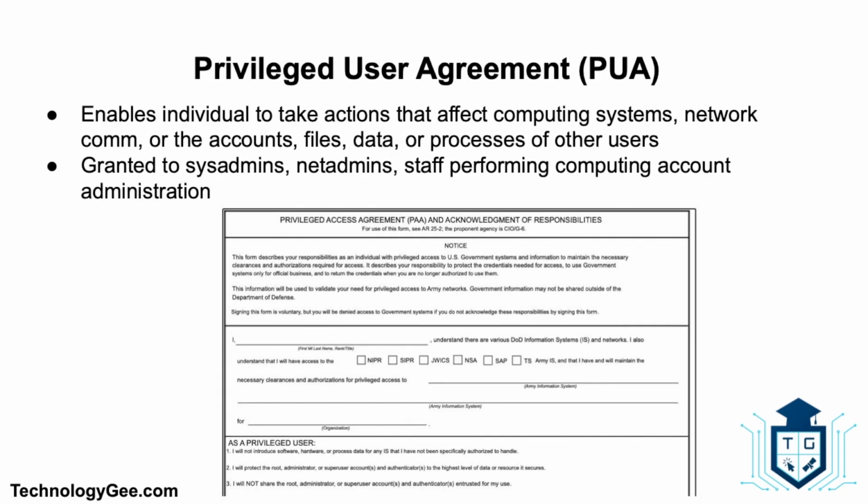Let's talk about privileged user agreements. So a privileged user agreement enables an individual to take actions that may affect computing systems, network communications, or other accounts, files, data, and processes of other users. Privileged access is typically granted to system administrators, network administrators, staff performing computing account administration, or other such employees whose job duties require special privileges over a computing system or network.